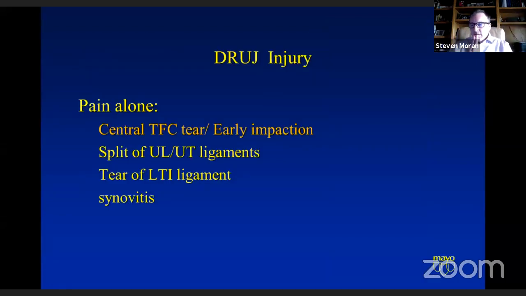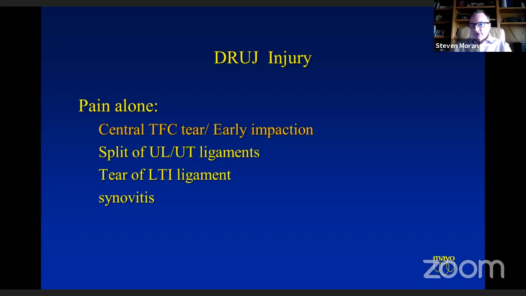So if I've ruled out gross mechanical issues, I know there's not a fracture at the elbow or the forearm, then I break down the patient's complaints into three categories: pain alone, pain with instability, and pain with arthritis. That's how I think about all the pathology in the DRUJ. Pain alone is a very special subset of problems.